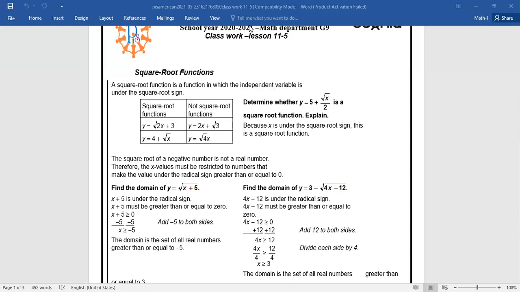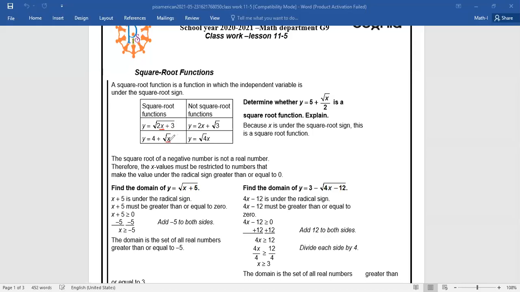Where can you find x? Did you see? Yes, this is 2x, under the square root sign. So this one, we can call a square root function. Second example, 4 plus root x.